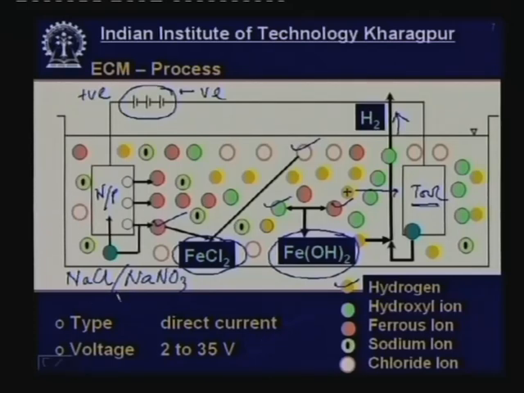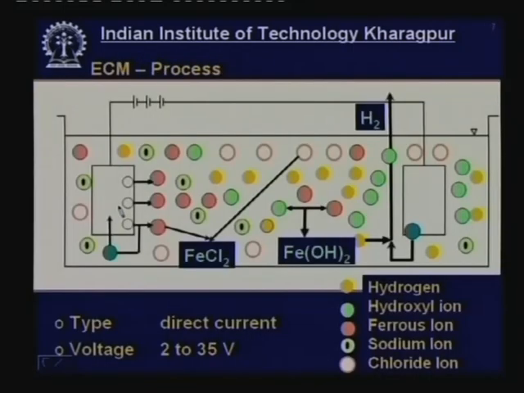Because it is sodium chloride solution, in the aqueous solution I would have sodium ions, I would also have chloride ions, and once the cell is switched on, iron will come out of the workpiece and react to form iron chloride or iron hydroxide, and hydrogen will evolve from the cathode. In this way, due to controlled anodic dissolution, we will get machining on the anode or workpiece.